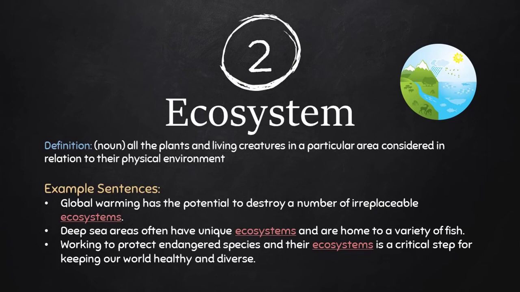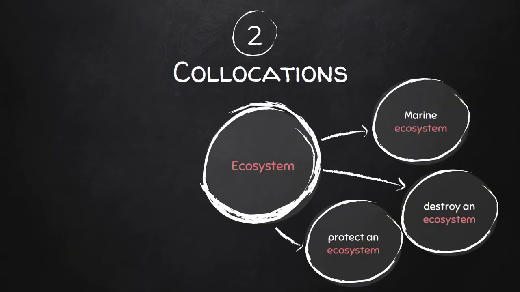Next, deep sea areas often have unique ecosystems and are home to a variety of fish. And finally, working to protect endangered species and their ecosystems is a critical step for keeping our world healthy and diverse. And some collocations for ecosystem. Marine ecosystem. Next, destroy an ecosystem. And finally, protect an ecosystem. Or to protect ecosystems, destroy ecosystems.